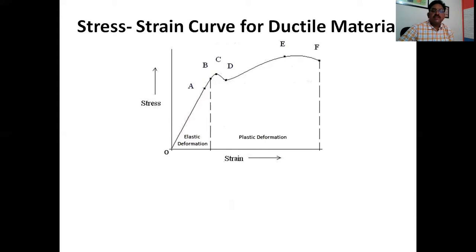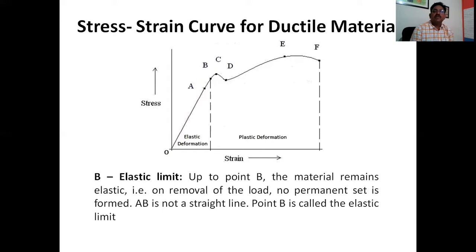And the next point is point B. This point B is called the elastic limit. What do you mean by elastic limit or elasticity? When we apply a load on a body, it will deform or elongate. When we remove that load, it will come back to its original position. If any material exhibits such a property, it is called an elastic material, and that property is called elasticity.